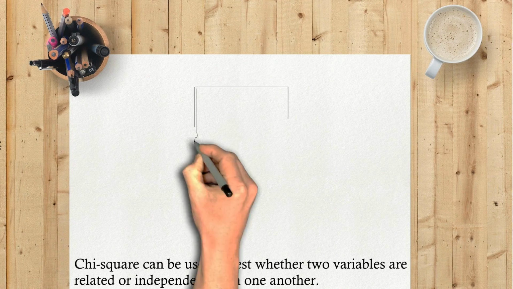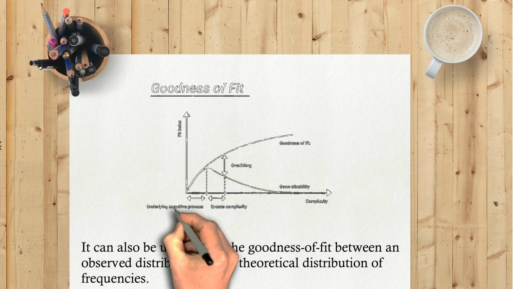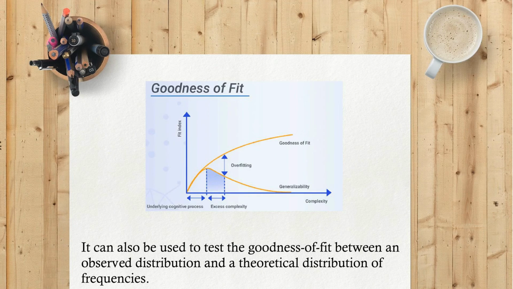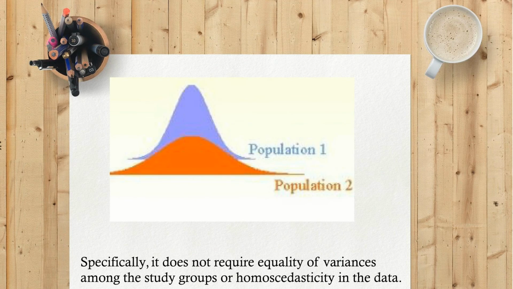Chi-square can be used to test whether two variables are related or independent from one another. It can also be used to test the goodness of fit between an observed distribution and a theoretical distribution of frequencies. Specifically, it does not require equality of variances among the study groups, or homoscedasticity in the data.